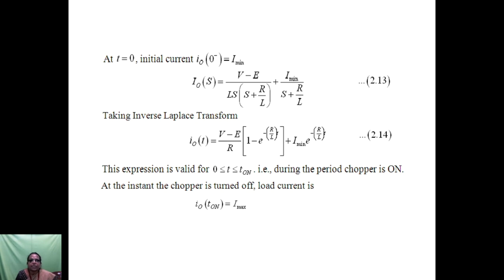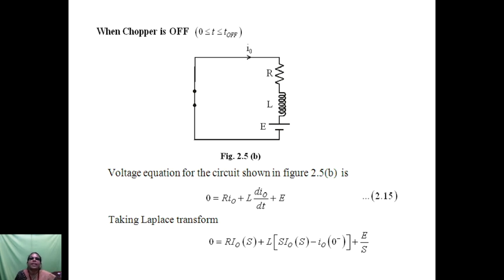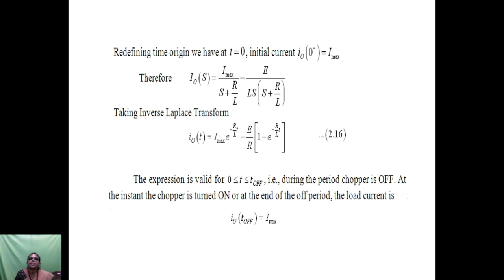At the instant the charger is turned off, the load current I0 at T on is equal to I maximum. When the charger is off, T will be in the range 0 to T off. The charger is in the off state, and the current passes only through R, L and E, so the output voltage will be 0. So 0 is equal to R into I0 plus L into dI0 by dt plus E. Taking the Laplace transform on both sides, 0 is equal to R into I0 of S plus L into S into I0 of S minus I0(0-) plus E by S. Here the initial current is I maximum.